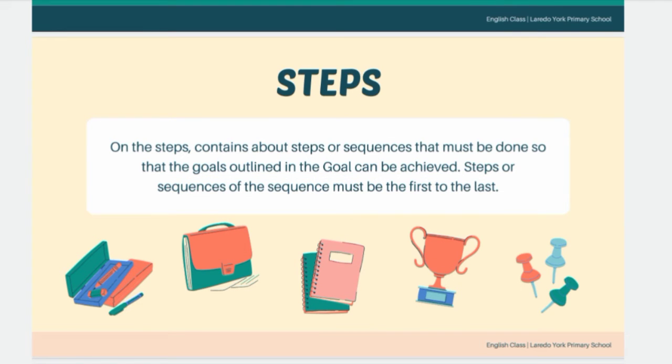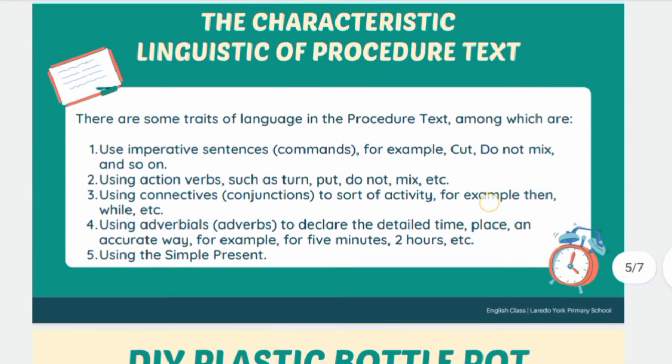Okay, then the last structure is steps. The steps contain the steps or sequences that must be done so that the goals outlined in the goal can be achieved. The steps or sequences must be in order from the first to the last.